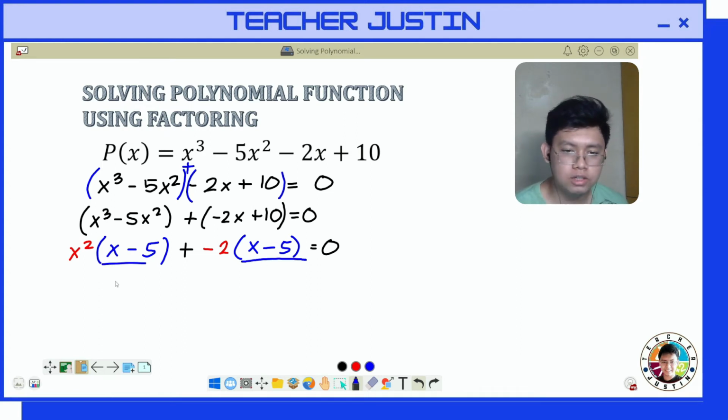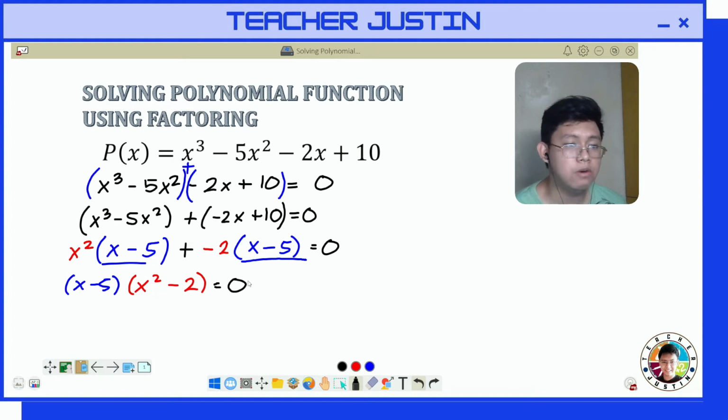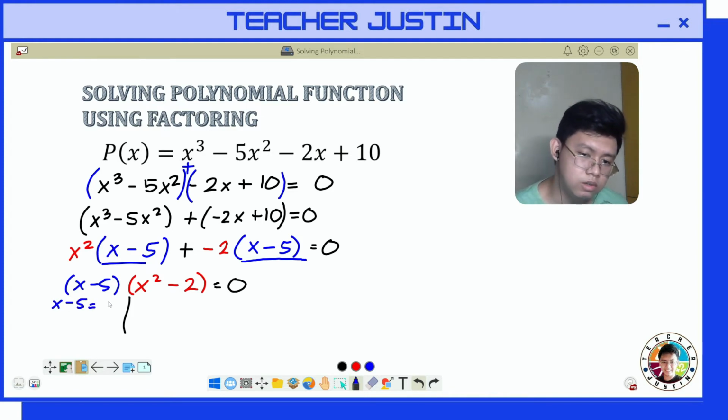So let's factor that out. So we have x minus 5. Then, the other factor will be x squared minus 2. So, this will be the factor of our polynomial. Now, after getting the factor, our next step is to equate each factor to 0. So, we will have x minus 5 is equal to 0 and x squared minus 2 is equal to 0.